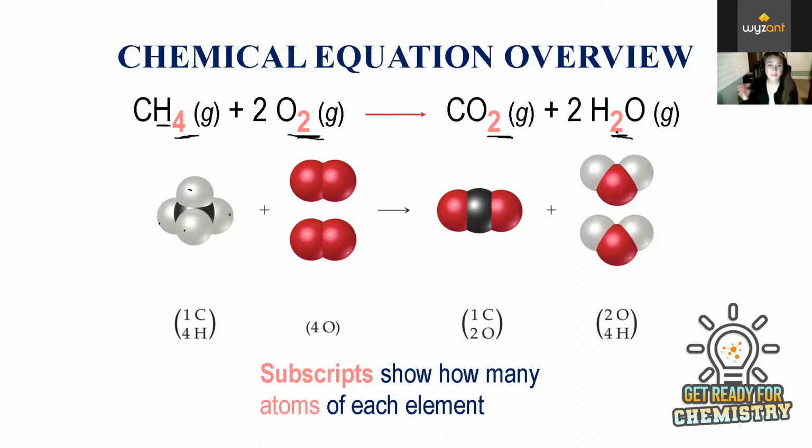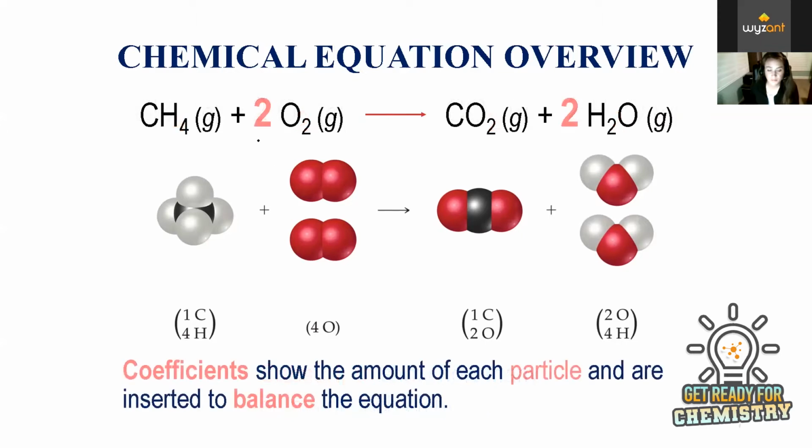So the subscripts say individual elements, and then we have what we call coefficients, these larger numbers here, which go for the entire molecule that it's in front of. Coefficients show the amount of each particle or molecule, and they are the ones that are inserted to balance the equation. So remember, when we're balancing equations, which we'll practice in a second, we cannot change the subscripts in a balanced equation. We can only change the coefficients.